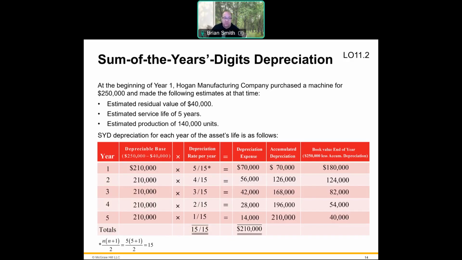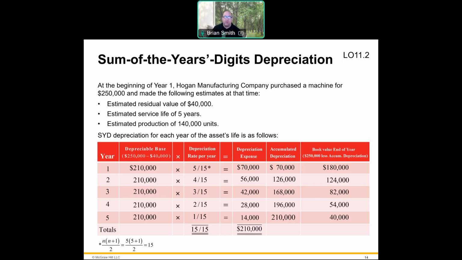So in year 1, you're going to take 5/15 of the depreciable base. In year 2, 4/15, and so on until year 5, it's 1/15. It's another way of accelerating the depreciation, but maybe it's not as accelerated as the double declining balance method. But bottom line is, again, you get to the accumulated depreciation of $210,000 and your book value is $40,000. So once again, you're only depreciating it to exactly where you're going.